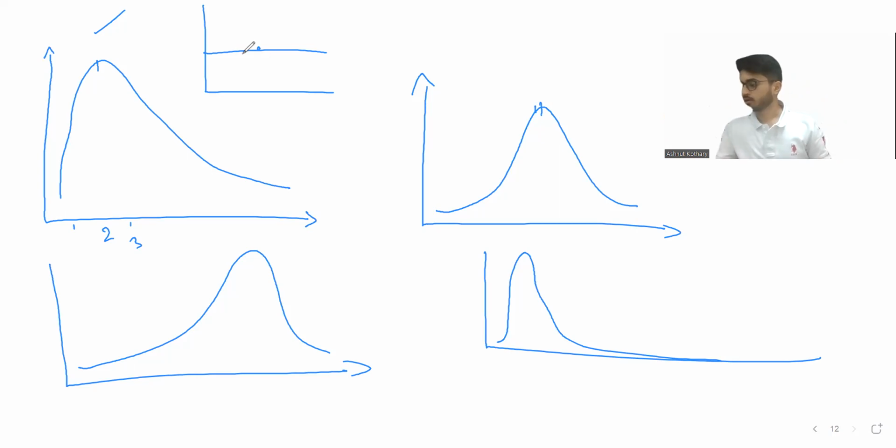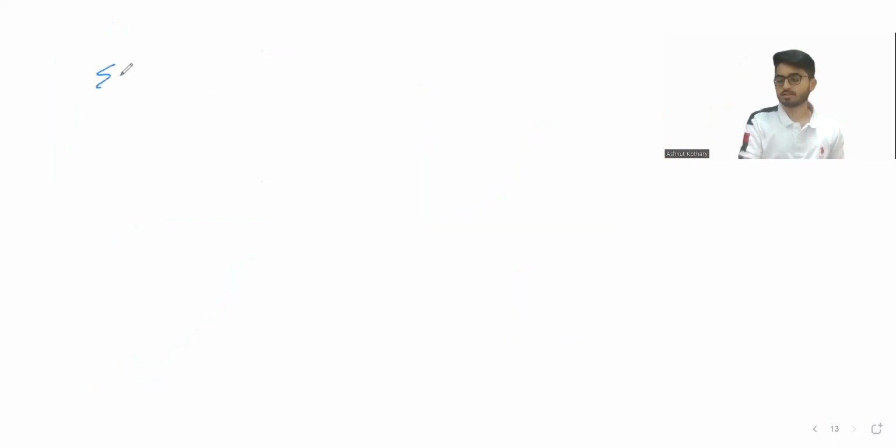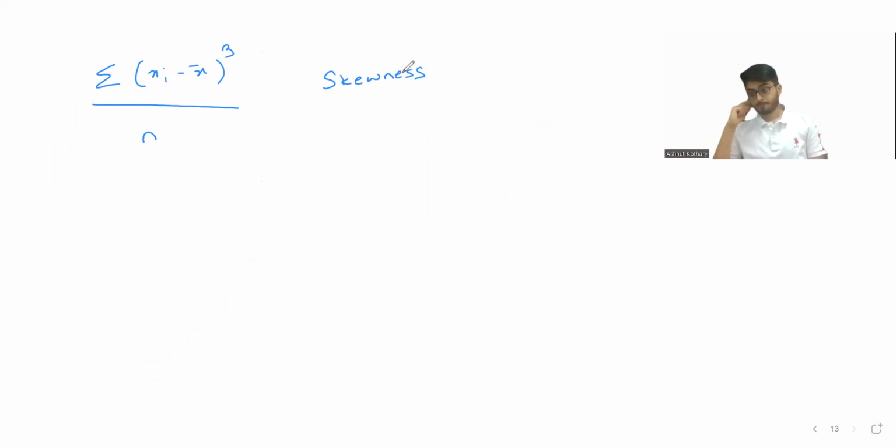Next, give the formula. To measure this shape or skewness, the formula we use is the summation of (xi minus x bar) whole cube divided by n. This is nothing but the formula for skewness. If this comes out positive, it means positively skewed. If it is negative, it means negatively skewed.